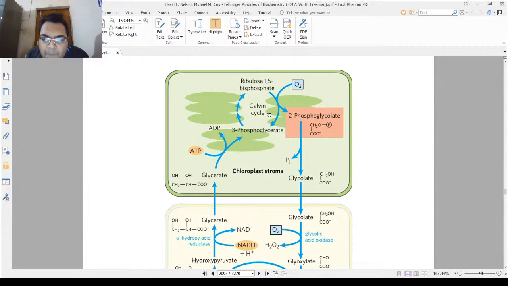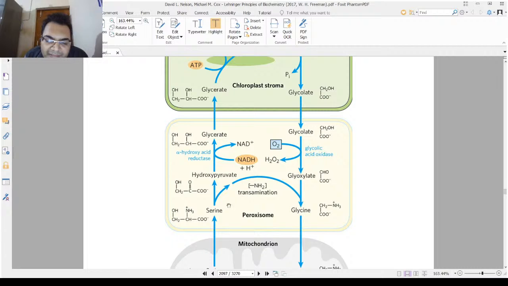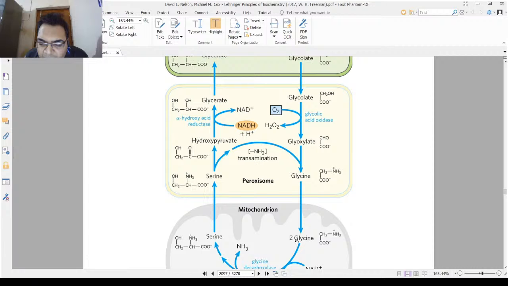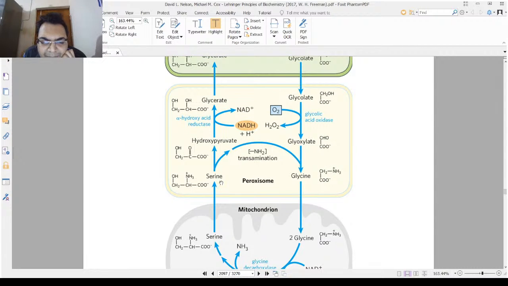You can see here this 2-phosphoglycolate is converted to glycolate, then transported from the chloroplast to the peroxisome. It becomes glyoxylate, then glycine. Then a transamination reaction, these are not in your course, it becomes serine. In the peroxisome, two glycine, one serine, via transamination becomes one more glycine, so two glycine come to the mitochondrion. Then glycine gets oxidized to serine. Serine comes back, then serine again becomes hydroxypyruvate.